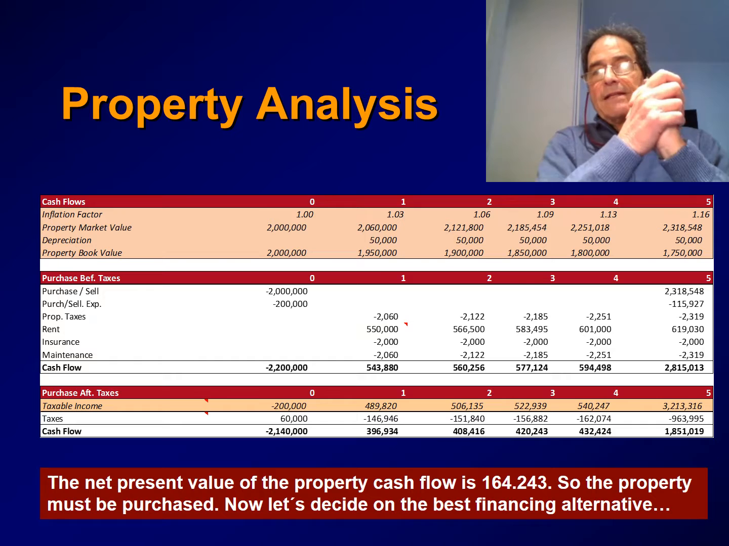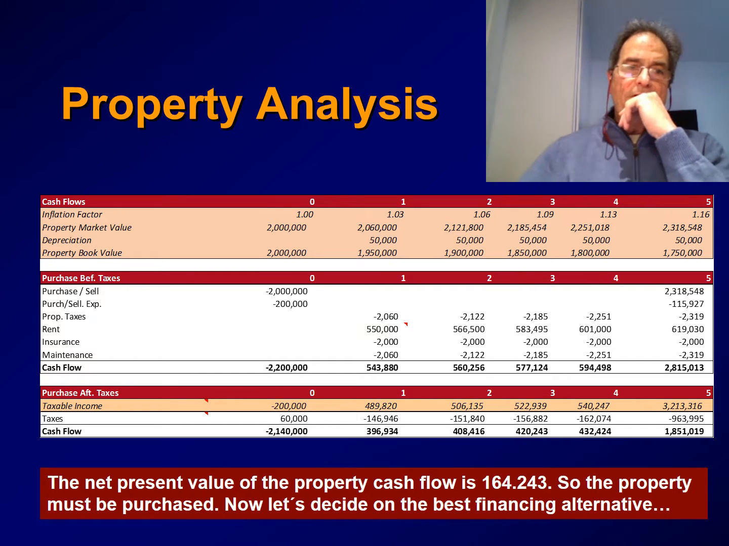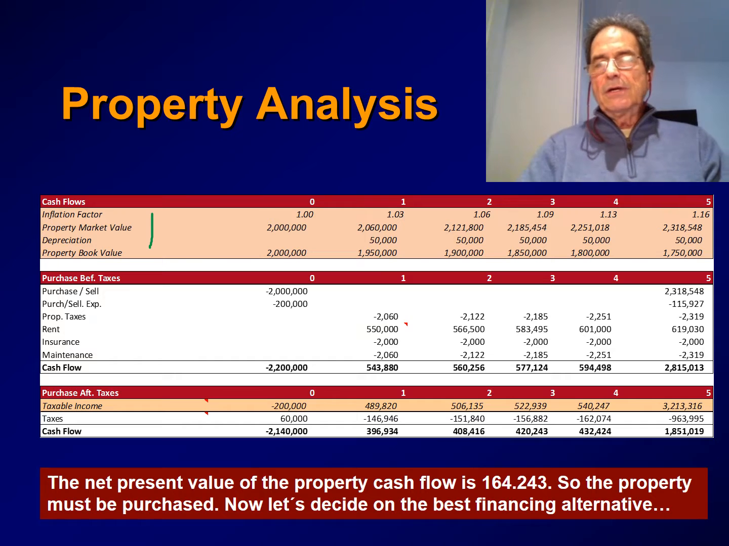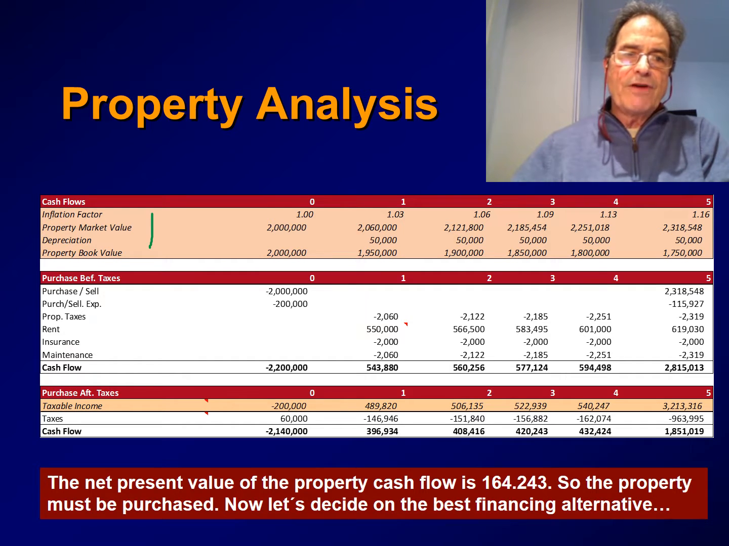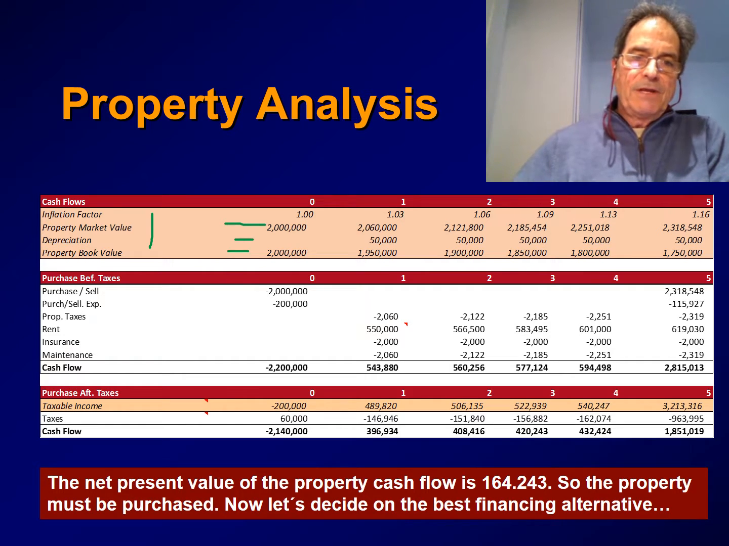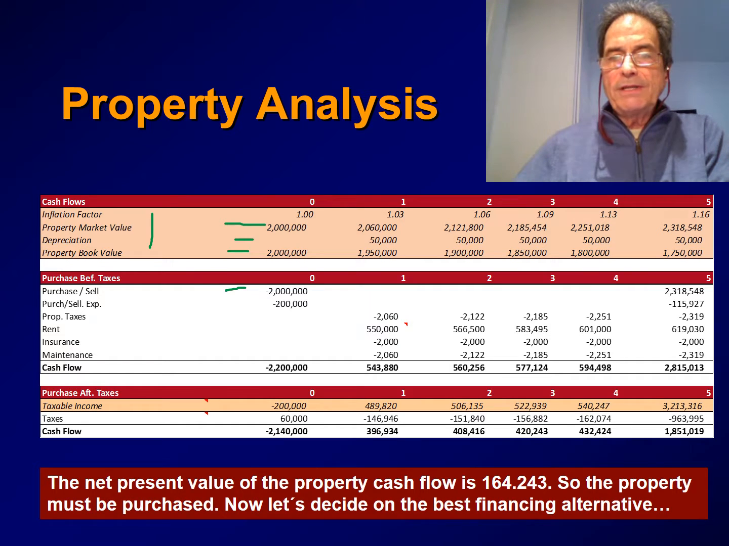Okay, first let's analyze the purchase of the property itself. First, in the colored cells here, what we have is a lot of information that we need to calculate taxes and other cash flows. Basically, we have an inflation factor, the evolution of the market value of the property, depreciation, and the book value of the property over time. Now we start with the cash flows corresponding to purchasing the property before taxes. So first, we have the amount of cash, $2 million, that we need to buy the property. We sell it for $2.3 million in the end.